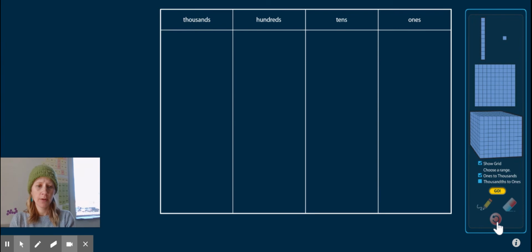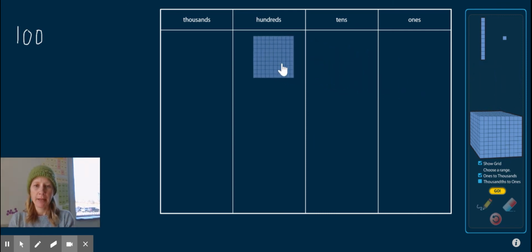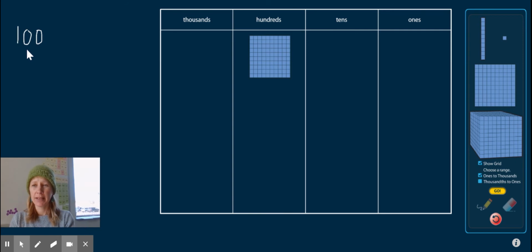Okay, let's do one more. We're going to start over. Let's start with 100 again. So I'm going to write 100 up here. Okay, so I have 100. I know that to represent 100 using my base 10 blocks, I need a plane. So I'm just going to bring that over here and put it in my hundreds place. In my tens place, I have a 0, so I don't need any rods. And in my ones place, I have a 0, so I don't need any ones.